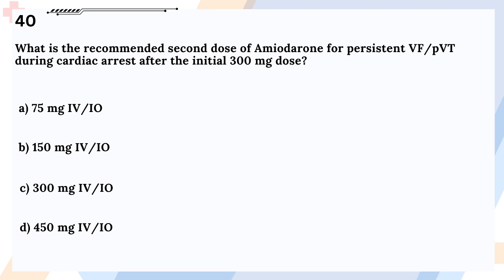Question 40. What is the recommended second dose of amiodarone for persistent VF/pVT during cardiac arrest after the initial 300 mg dose? A. 75 mg IV/IO. B. 150 mg IV/IO. C. 300 mg IV/IO. D. 450 mg IV/IO.